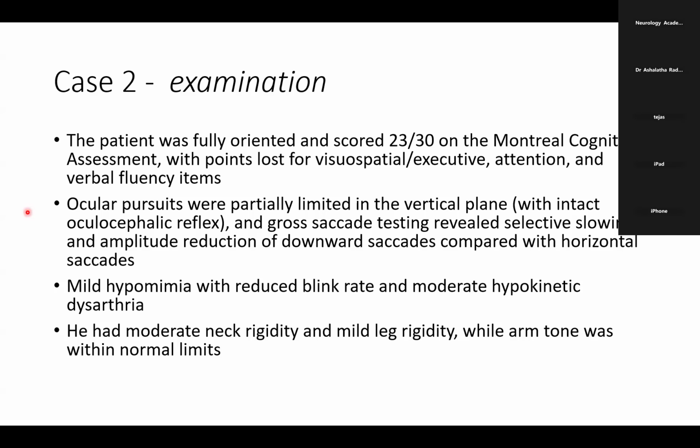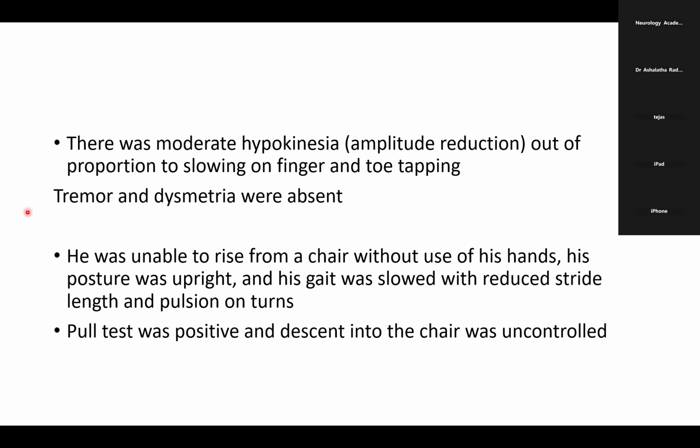The ocular pursuits on examination were partially limited in the vertical plane, with intact oculocephalic reflex, and gross saccade testing revealed selective slowing and amplitude reduction of downward saccades when compared to the horizontal saccades. He also had mild hypomimia with reduced blink rate and moderate hypokinetic dysarthria. He had moderate neck rigidity with mild leg rigidity, while the tone of the arms was within normal limits. There was mild to moderate hypokinesia out of proportion to slowing on finger and toe tapping. Tremor and dysmetria were absent.